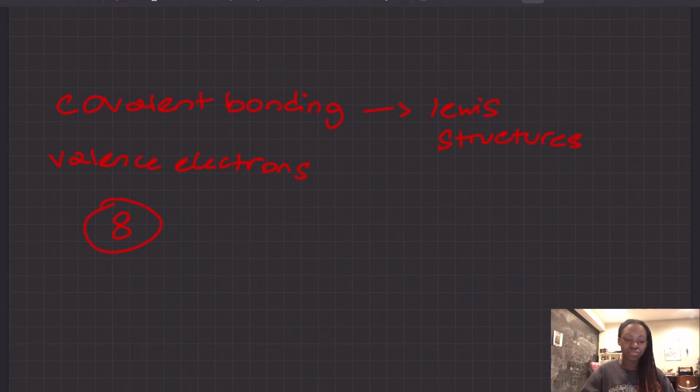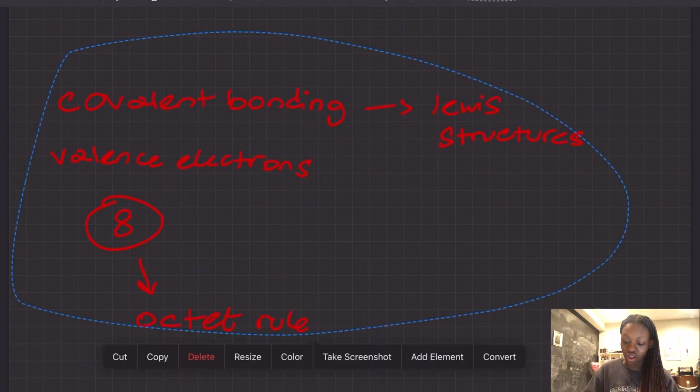We'll be talking about exceptions later, but this is called the octet rule. And the octet rule basically states that the maximum amount of valence electrons that an element can have is 8. So any given atom is looking to fill up their shell to get to 8 electrons, like we talked about in bonding. So the octet rule states that you should have a total of 8 electrons in your Lewis structure. Speaking of pairs, let's talk about bonding and non-bonded pairs.